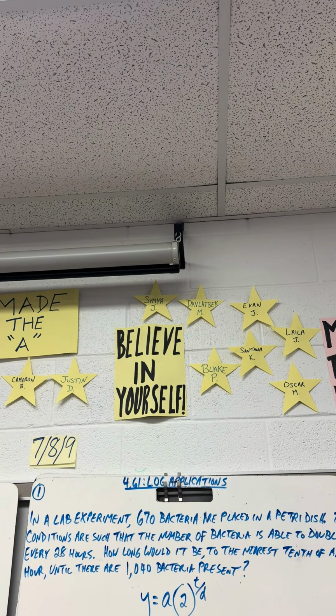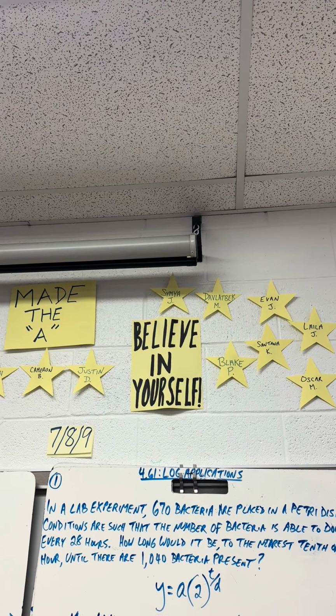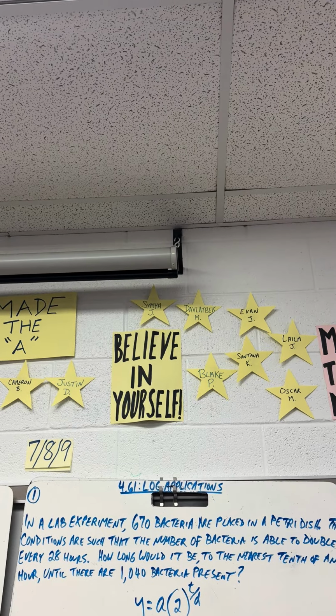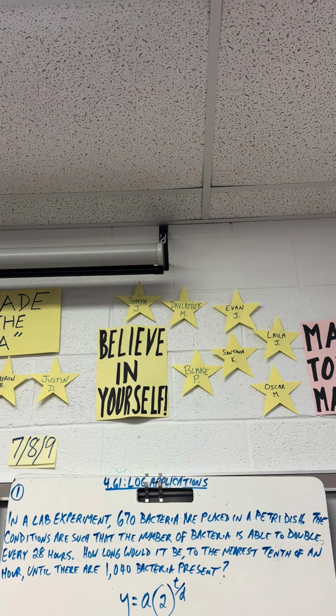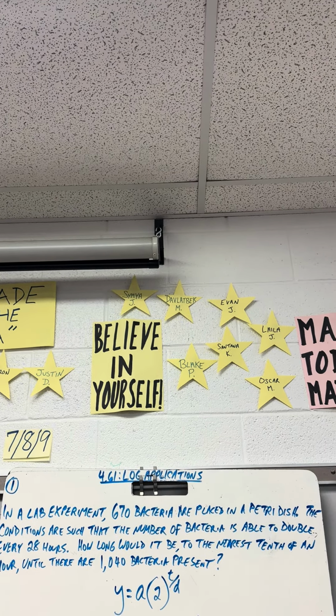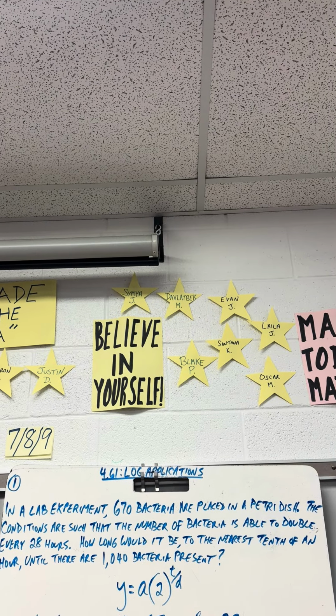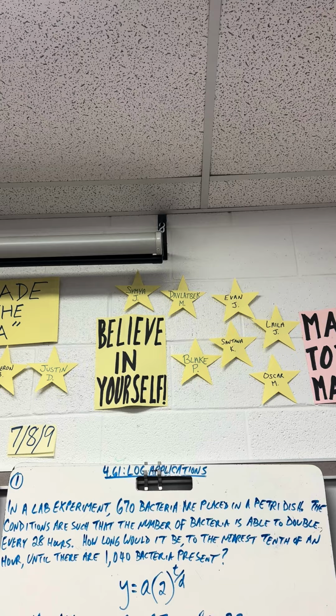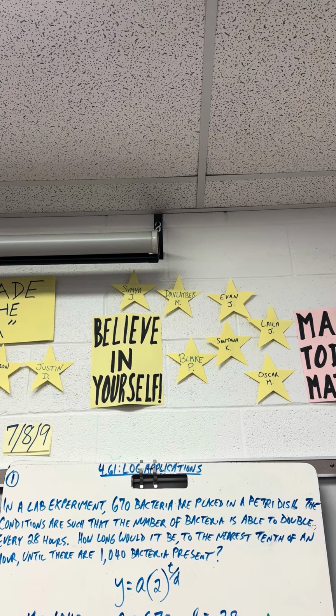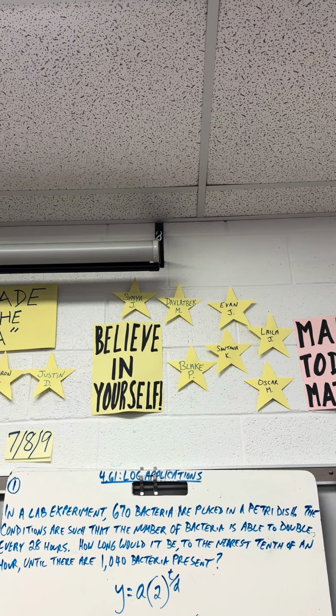in a lab experiment, 670 bacteria are placed in a petri dish. The conditions are such that the number of bacteria is able to double every 28 hours. How long would it be to the nearest tenth of an hour until there are 1,040 bacteria present?